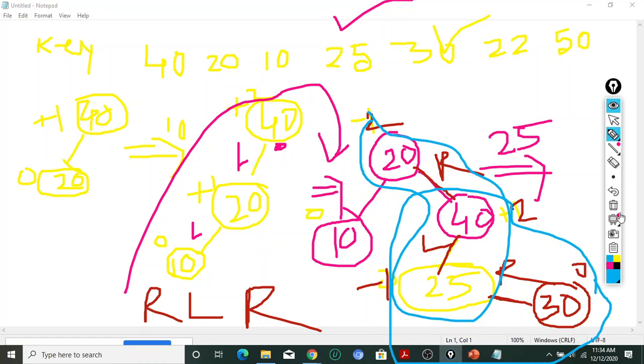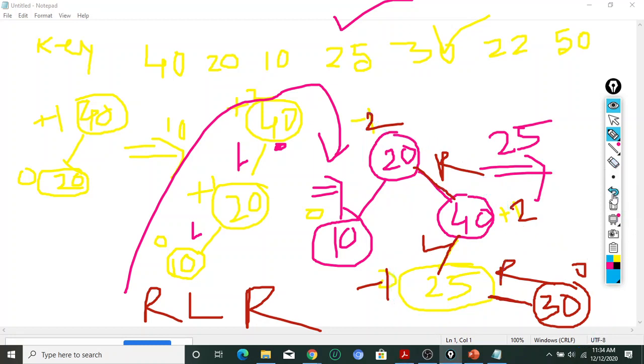Okay, so try to understand. The imbalance: when we perform this, imbalance is happening. Which ancestor node is performing the first imbalance? So this one, which first node.